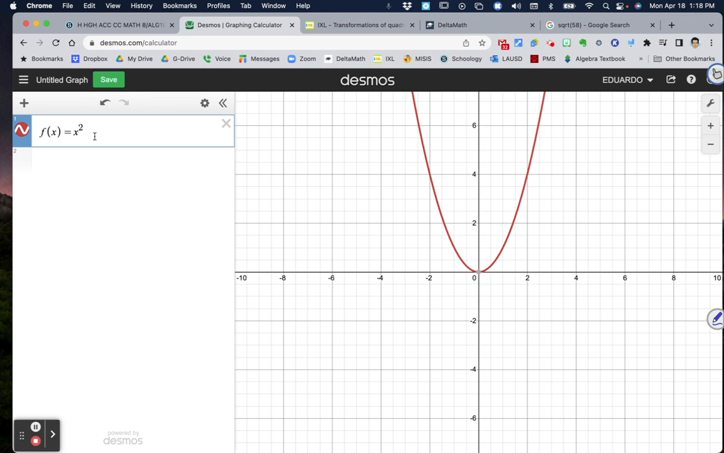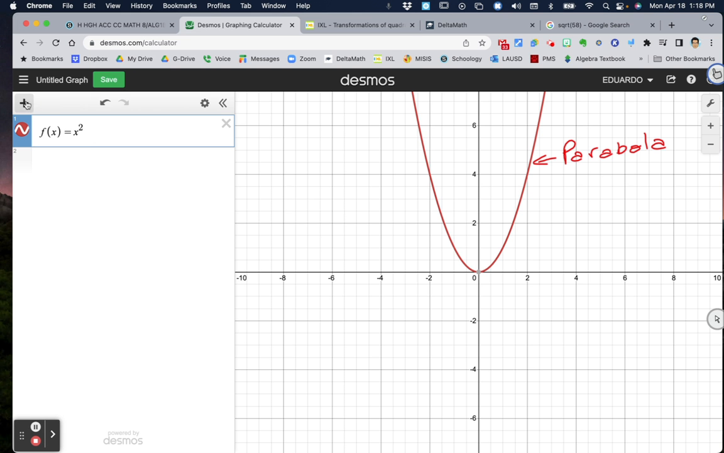We've talked about what this shape is called. Does anyone remember? Parabola. It's a U shape, but it's called a parabola. And this is going to be our parent function. So that's why we're calling it f of x. So we're going to have a child function.